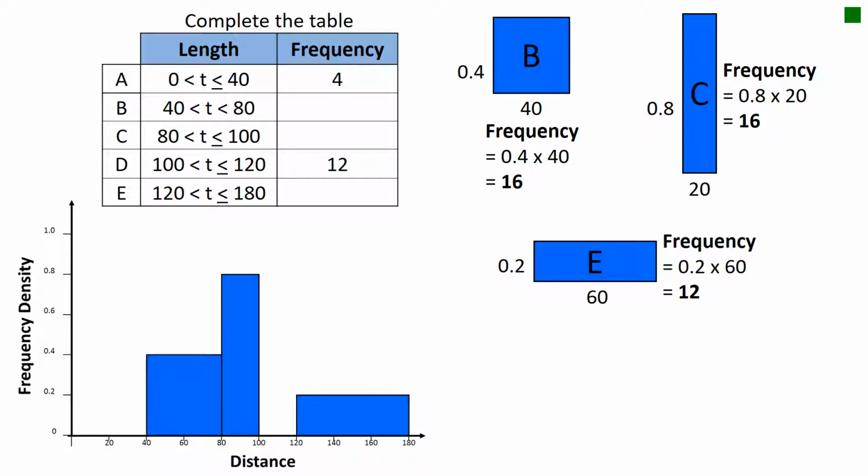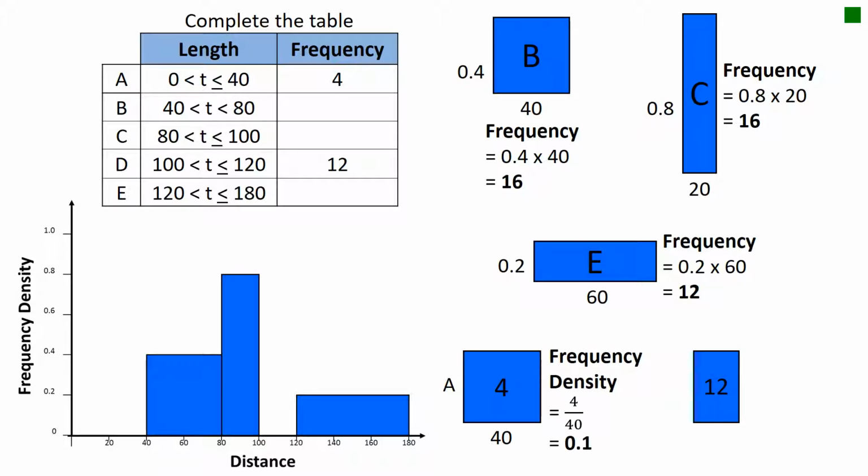Now, if we look at the table, we can first of all look at A. We know that the area of the rectangle is going to be 4, and the width is going to be 40. So therefore, we can work out the height, which is going to be 4 divided by 40, 0.1. And then for D, we can see that the width is 20, the area is going to be 12, and therefore giving us a height of 0.6, and then you would be able to draw that onto the chart.